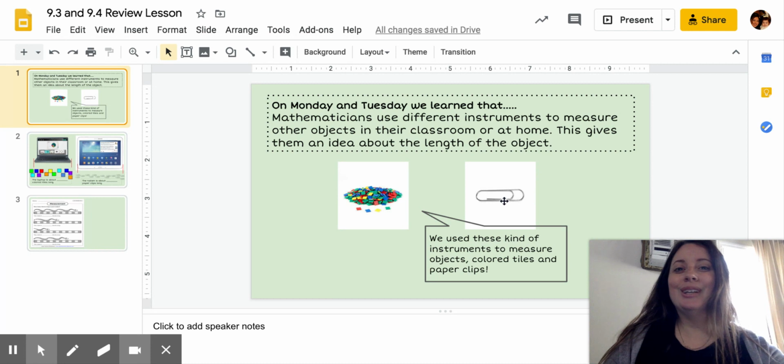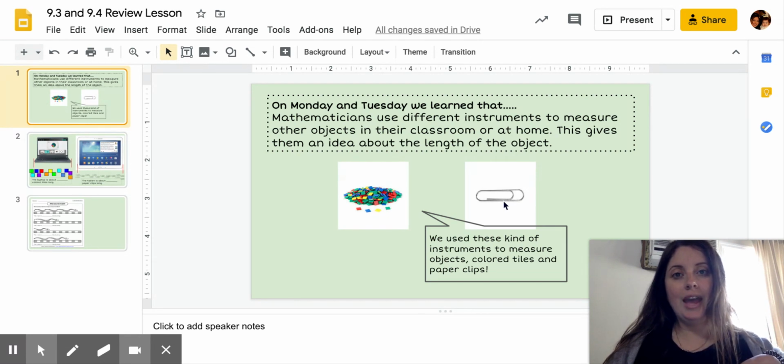I saw some really cool, interesting ones. I've seen kids use instruments like pennies or other types of coins, quarters to measure different materials around their house. And that was really, really awesome and creative thinking.